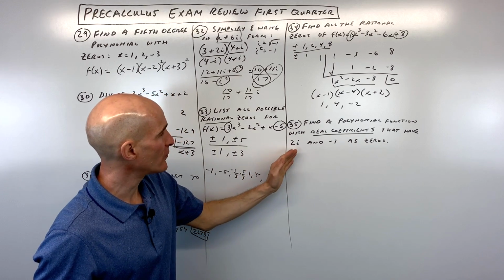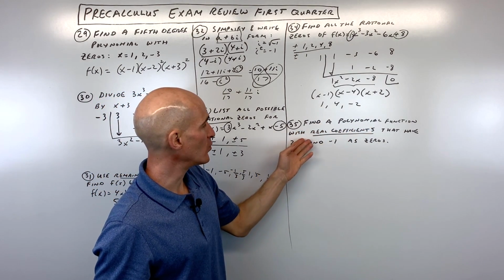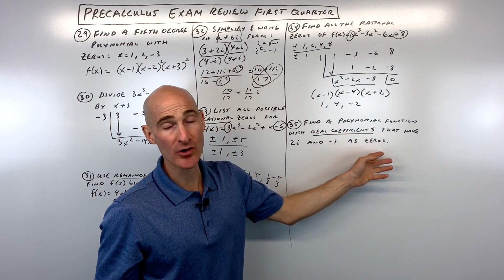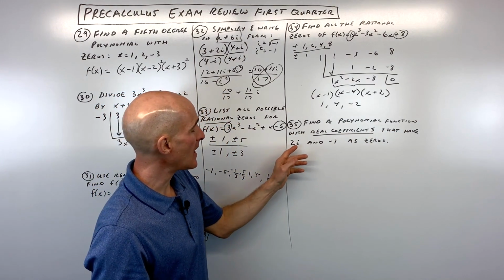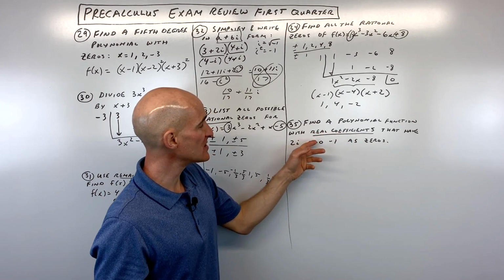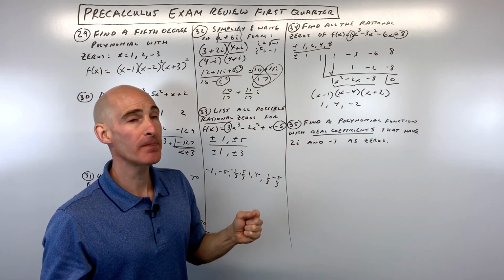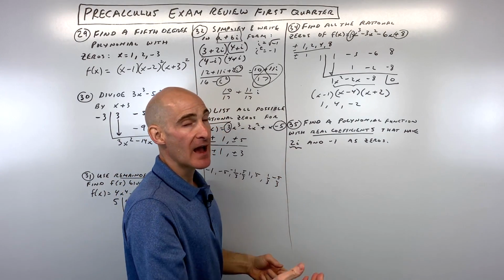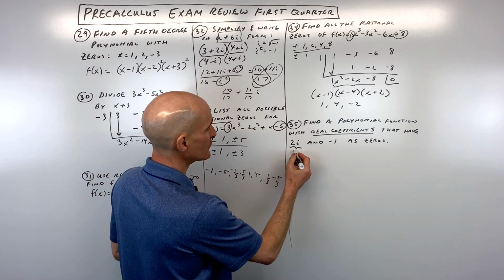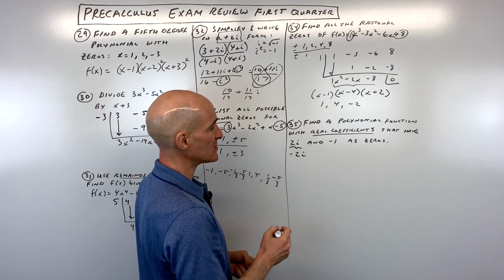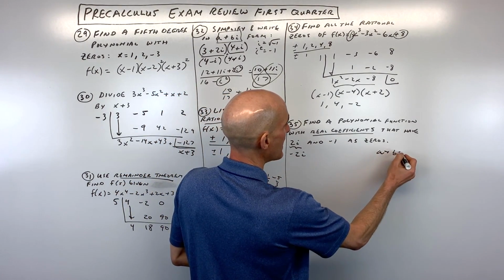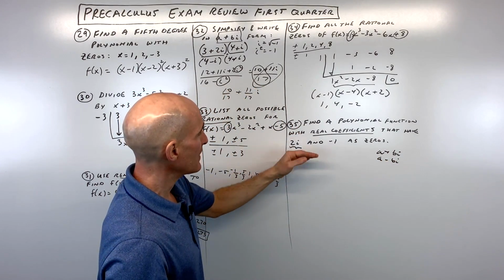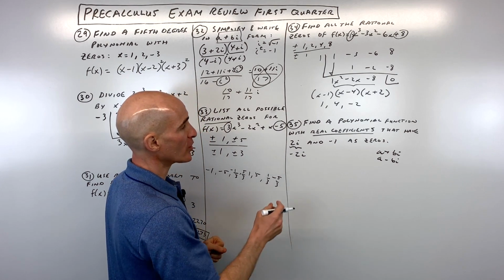So for 35, it says find a polynomial function with real coefficients, okay, that have 2i and negative 1 as zeros. Now the interesting thing is that notice how if we want to write a polynomial with real coefficients and we have an imaginary 0, like a complex 0, then what that tells us is that the complex conjugate will also be a 0. So if 2i is a 0, we also know that negative 2i is a 0. Or if a plus bi is a 0, then we would know that a minus bi is a 0. They come as conjugate pairs if the coefficients of the polynomial are going to be real.